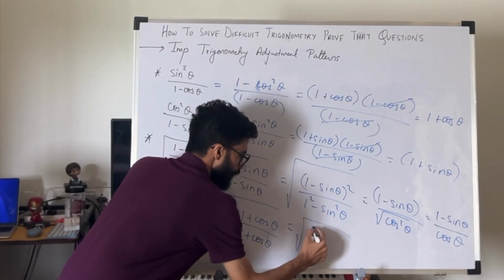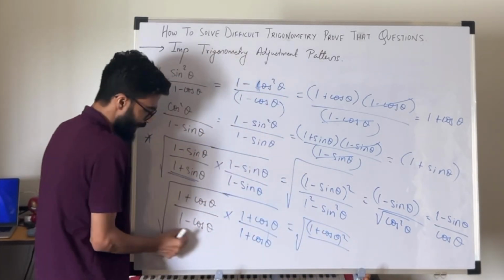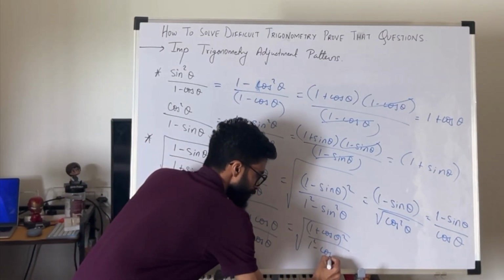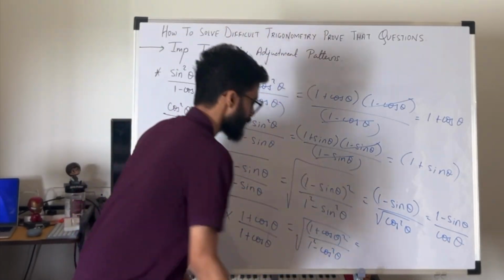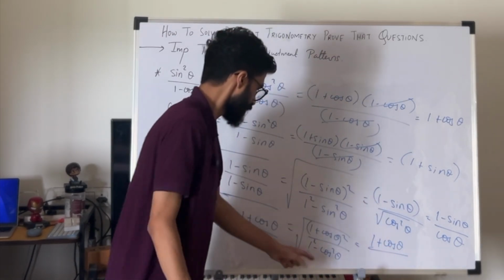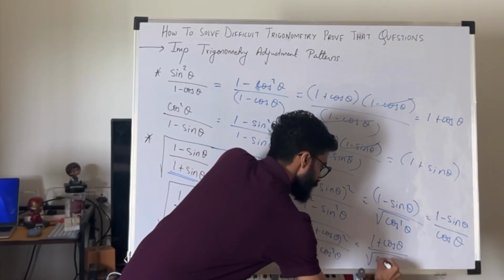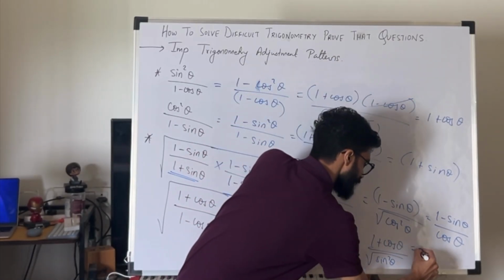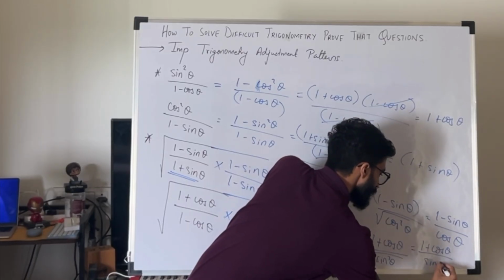In the numerator I am getting (1 plus cos theta) the whole square, upon (1 minus cos theta) into (1 plus cos theta), which gives me 1 square minus cos square theta. If I solve this, the numerator's square root is 1 plus cos theta, upon the square root of 1 minus cos square theta. I can write this as sin square theta, and the square root of sin square theta is sin theta. So 1 plus cos theta by sin theta.